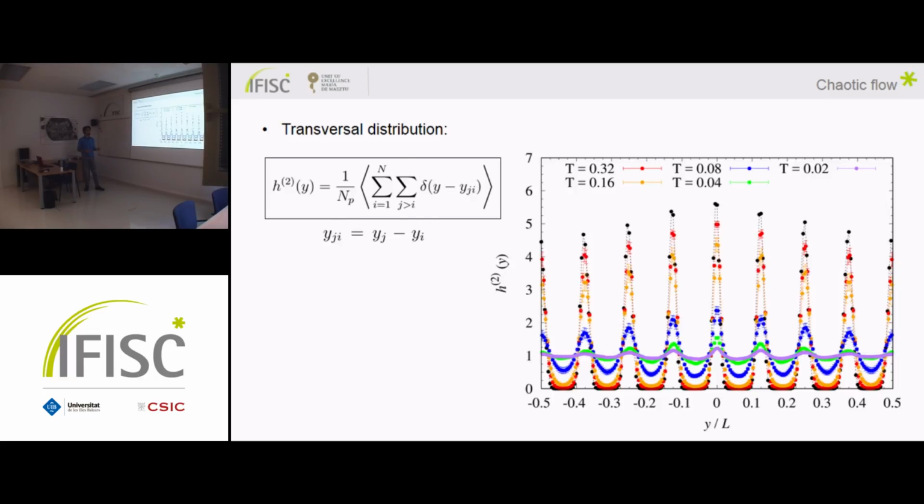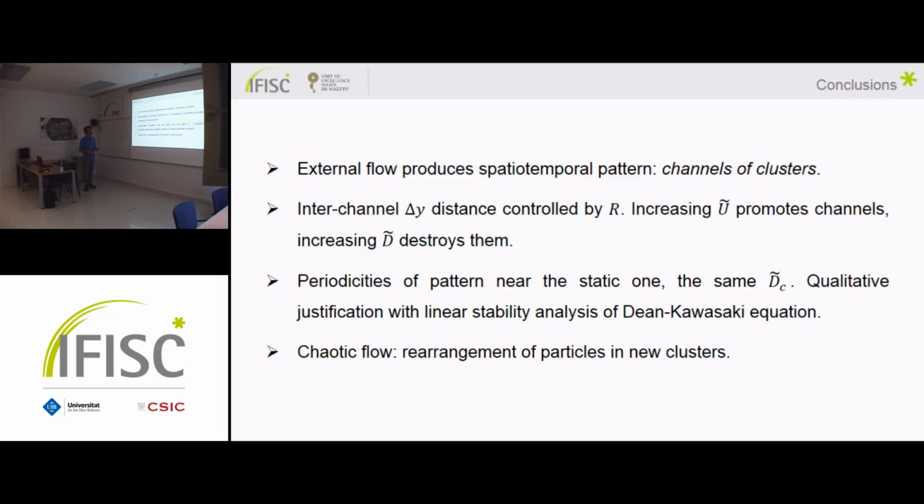So let me sum up our results. First of all, introducing the flow produces these spatiotemporal patterns of channels of clusters. The interchannel distance is mainly controlled by the interaction length scale provided by the potential between the particles. Increasing the flow strength promotes the formation of the channels, but increasing the diffusion destroys them as it allows the particles to jump from one channel to another.